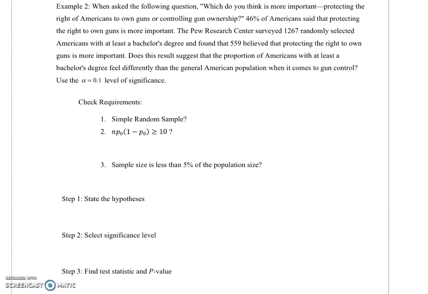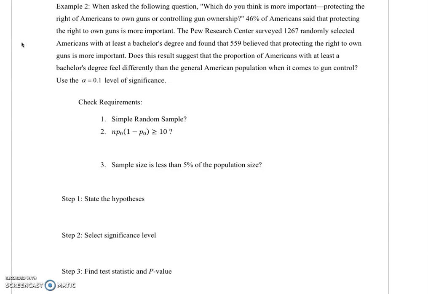Here's another example of a hypothesis test on a proportion. When asked the following question, which do you think is more important, protecting the right of Americans to own guns or controlling gun ownership? 46% of Americans said that protecting the right to own guns is more important. The Pew Research Center surveyed 1,267 randomly selected Americans with at least a bachelor's degree and found that 559 believe that protecting the right to own guns is more important.